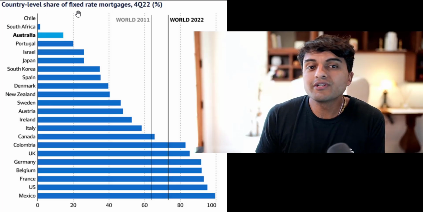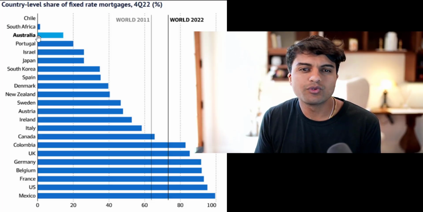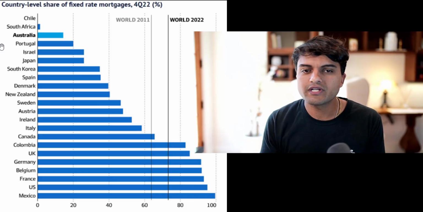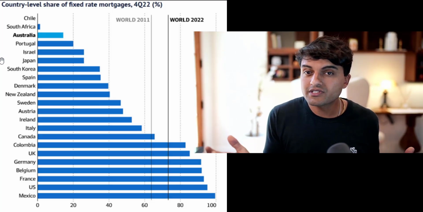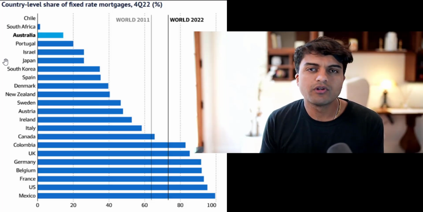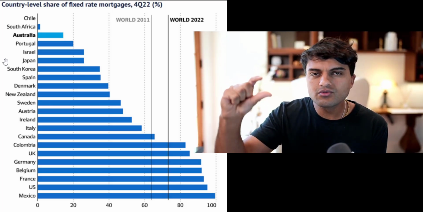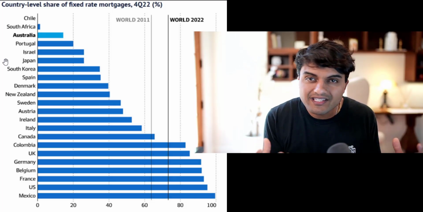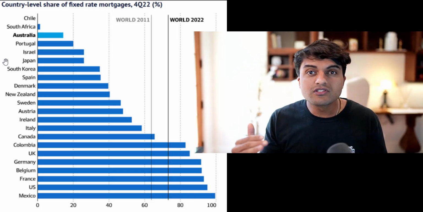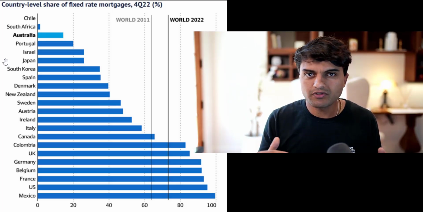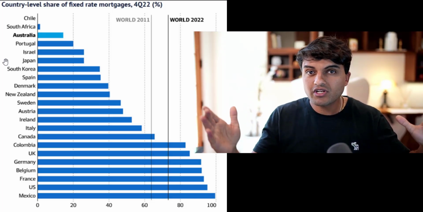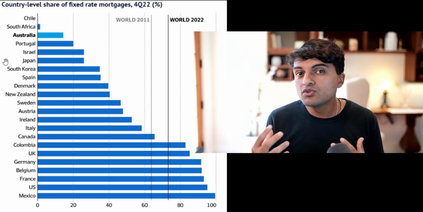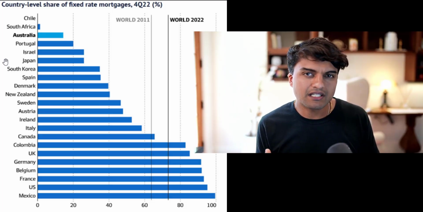Now, country level share of fixed rate mortgages. Australia has a very little share of fixed rate mortgages compared to almost every other country around the world. What this means is that as soon as interest rates drop in Australia, Australians are very sensitive to that because their mortgages all of a sudden become cheaper. Whereas, let's say in the US, you have 30-year mortgage fixed rates. So interest rates go up or down. The normal consumer isn't immediately impacted.